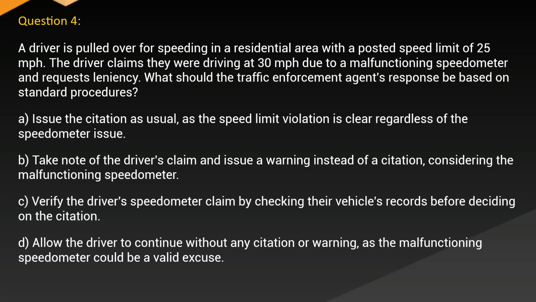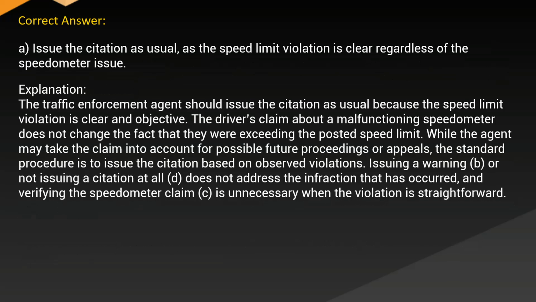B. Take note of the driver's claim and issue a warning instead of a citation, considering the malfunctioning speedometer. C. Verify the driver's speedometer claim by checking their vehicle's records before deciding on the citation. D. Allow the driver to continue without any citation or warning, as the malfunctioning speedometer could be a valid excuse. Correct answer, A. Issue the citation as usual, as the speed limit violation is clear regardless of the speedometer issue.